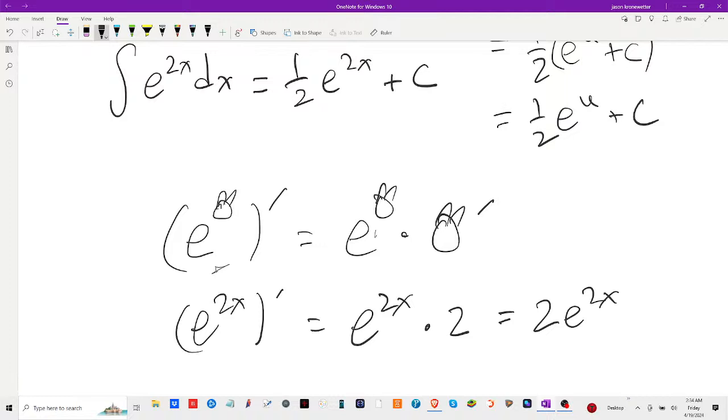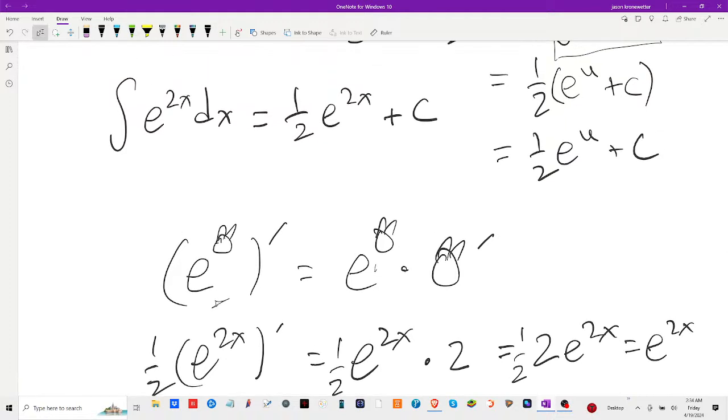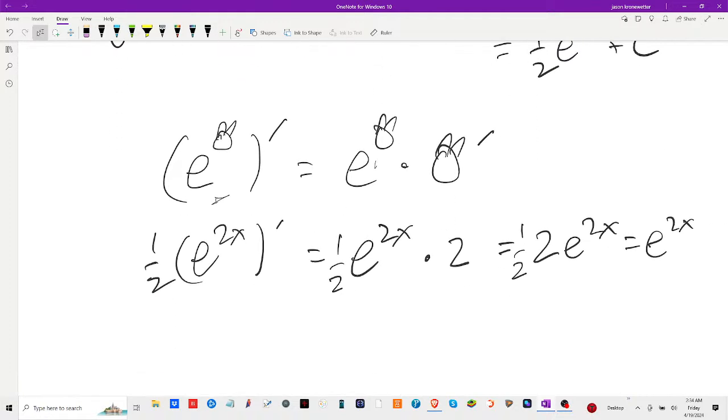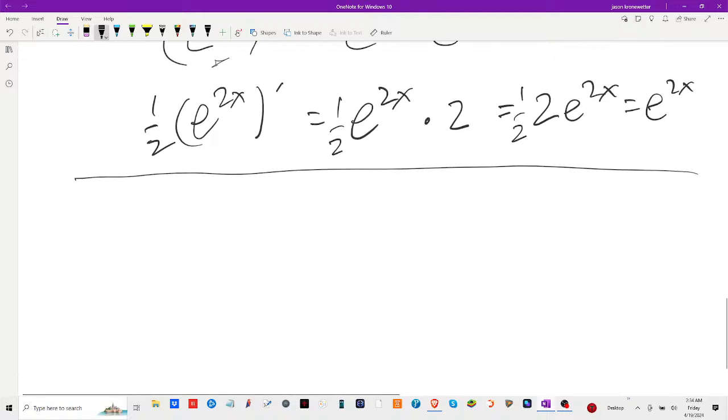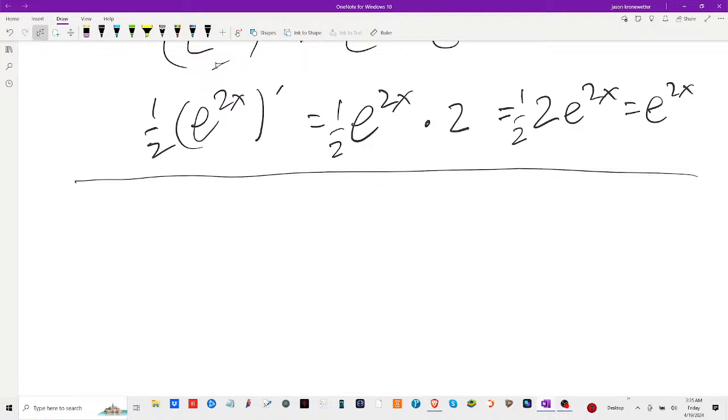Now if I had a 1/2 out in front, then I'd have another 1/2, and I would get e to the 2x. So you see that when I take the derivative of 1/2 e to the 2x, I do get back to e to the 2x. That's our first example. A lot of explanation needed. This is my first time with you people, and also it's the first example. Let's build on that.